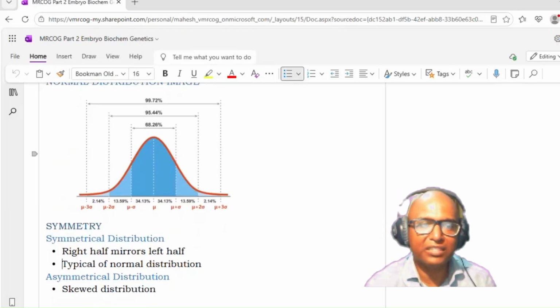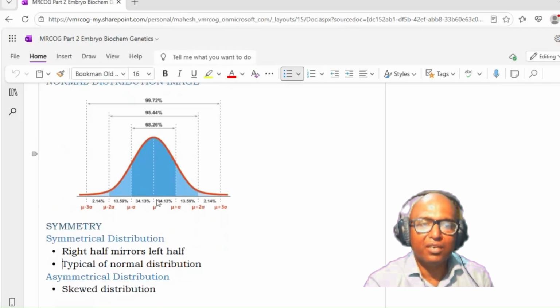Most commonly they ask about mean plus minus 1 SD. This is one standard deviation around the mean. This is the mean, this is plus 1 standard deviation, and this is minus 1 standard deviation. Most of the time the question is: what percentage of the observations lie between plus minus 1 standard deviation? Between plus minus 1 standard deviation, 68.26% of the observations will lie.